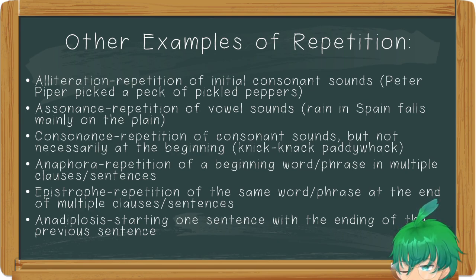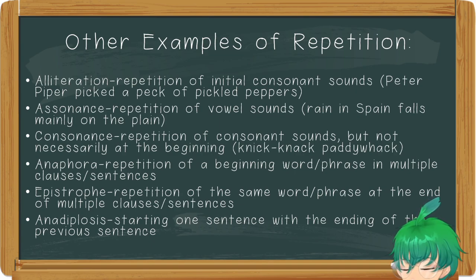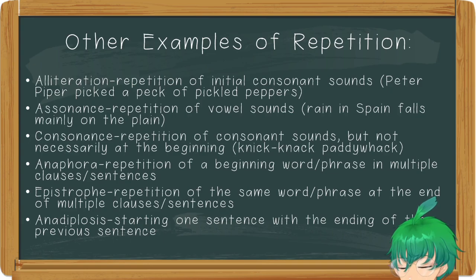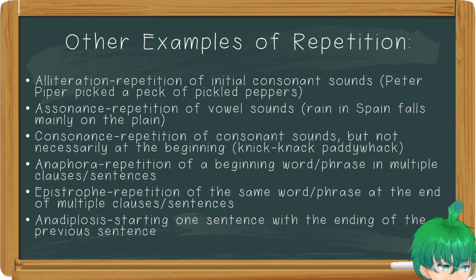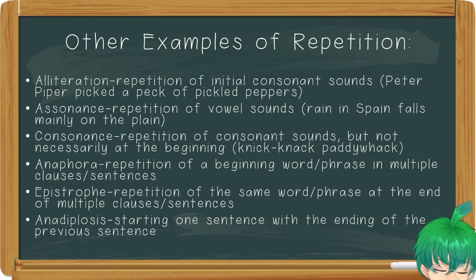We've got anaphora, which is the repetition of a beginning word or phrase in multiple clauses or sentences. So like, we'll fight from the trenches, we'll fight from the skies, we'll fight on... And that continuation of "we'll fight" is very, very important. Or epistrophe, which is the repetition of the same word or phrase at the end of multiple clauses or sentences. Like, of the people, by the people, for the people. And then we've got anadiplosis, where you start one sentence with the ending of the previous sentence. Like, time is money and money is power. That would be a pretty good example of it.